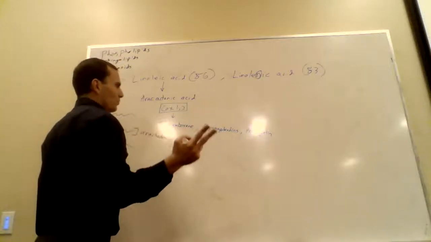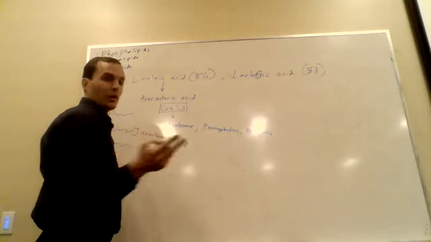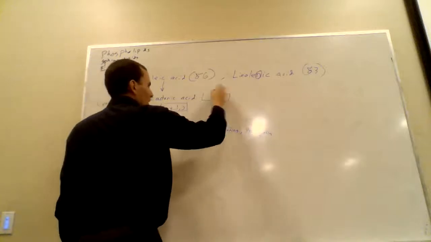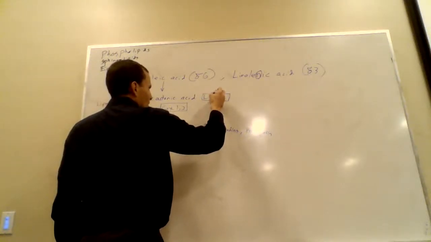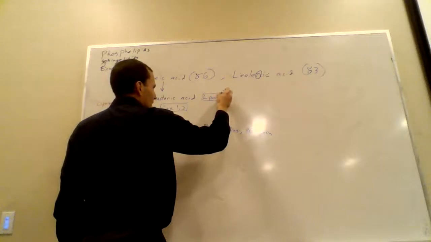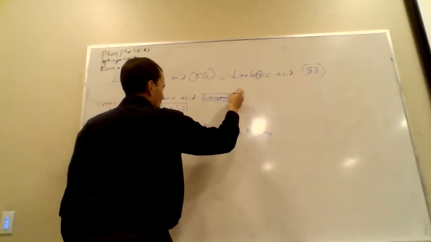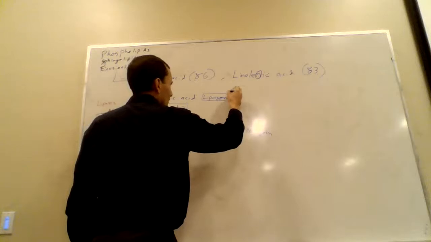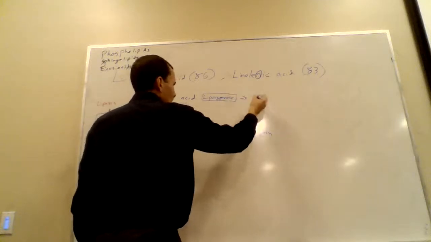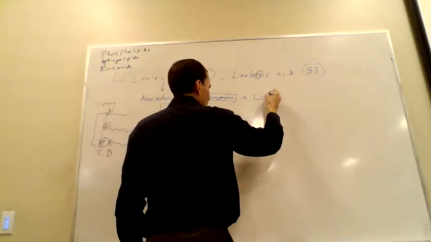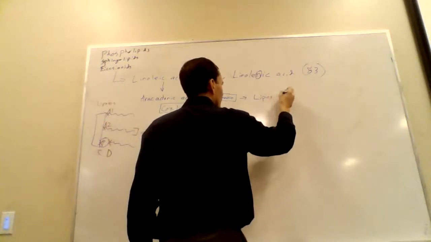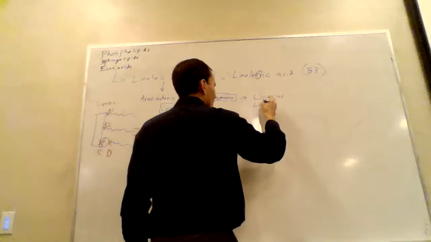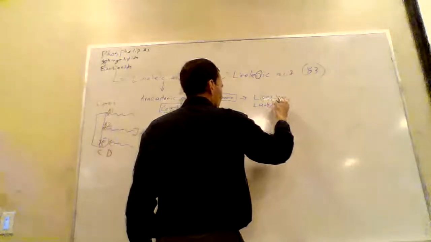I said that there were two pathways away from arachidonic acid. What's the other one? The other one is it gets acted on by an enzyme called lipoxygenase. And that will make molecules called lipoxins, as well as leukotrienes.